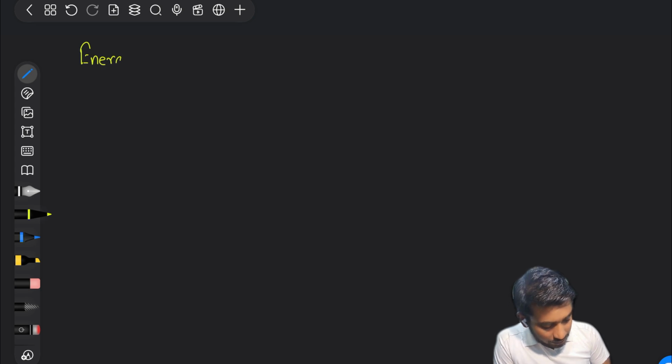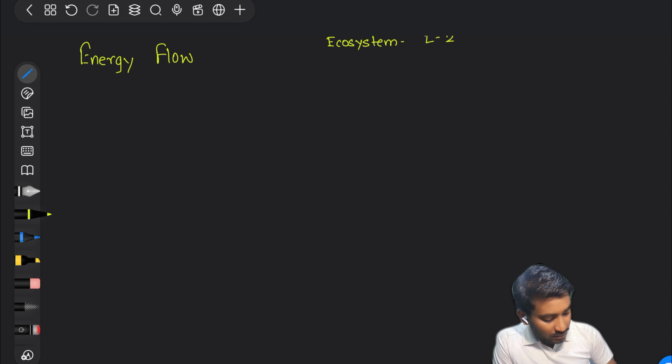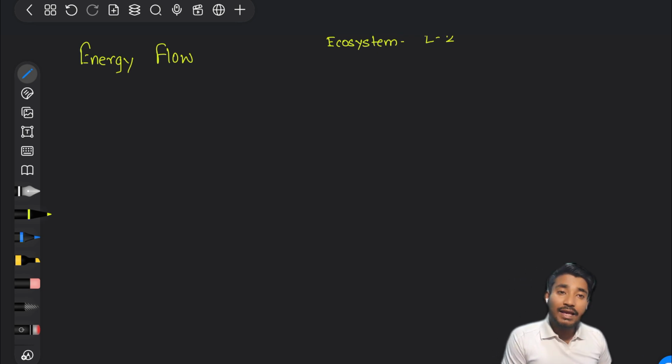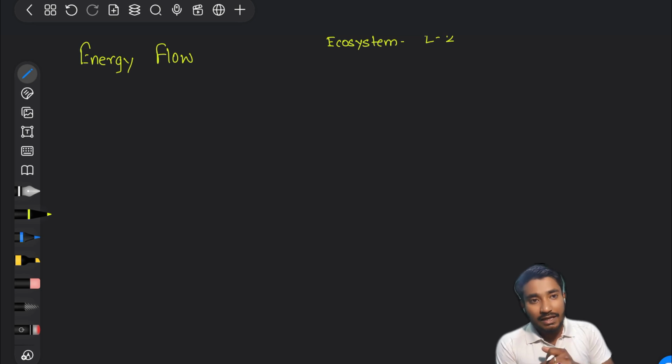Energy flow. This is ecosystem lecture 2. Okay, so what do you mean by the energy flow? Energy flow is termed as the flowing of the energy from one trophic level to the higher trophic level or the lower trophic level. Okay, so energy flow is generally unidirectional.